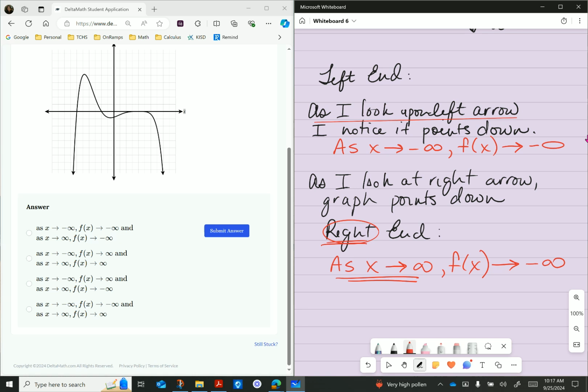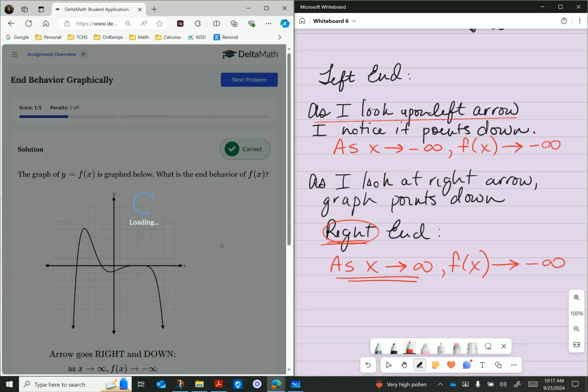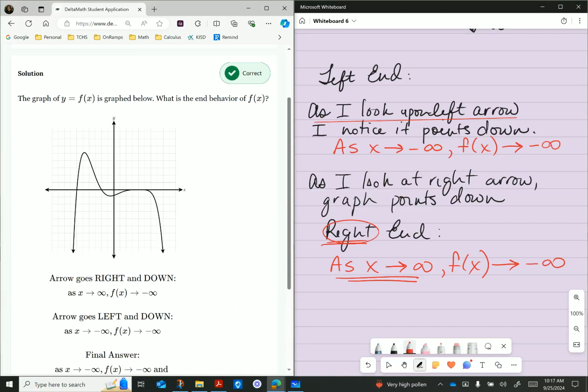So what do we have? We have two negatives. So it should be this one, if I'm looking correctly. As x approaches negative infinity, it goes down, and as x approaches positive infinity, it goes down. Yes. So let's fix that. All right. So hopefully that helps clear up how to do that.